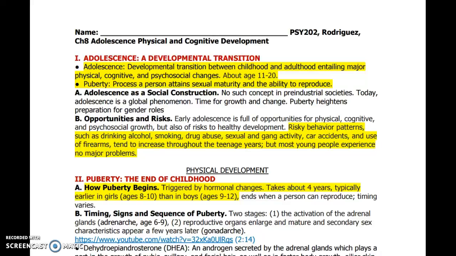Chapter 8, Adolescence. So we're looking at physical and cognitive development. Let's start with physical. What is the difference between adolescence and puberty? Well, adolescence refers to the social transition from being a child to being an adult, whereas puberty refers more to the physical changes that allow a person to become sexually mature and be able to reproduce.